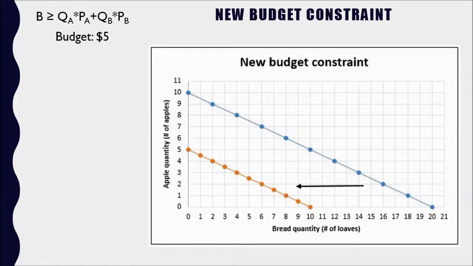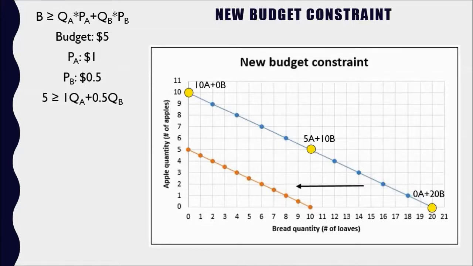In this example, the consumer has a new budget, $5 instead of $10, while the price of apple and bread remains the same. In this case, the budget constraint line shifts inwards because now the consumer can only afford a fewer number of goods compared to the previous example. All the combinations of goods that were previously available for the consumer are no longer affordable because these combinations are now located outside of the budget constraint line.